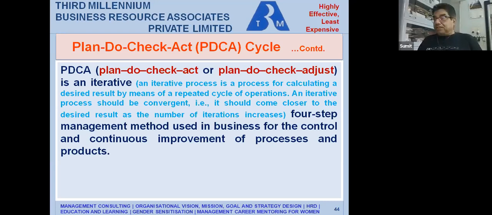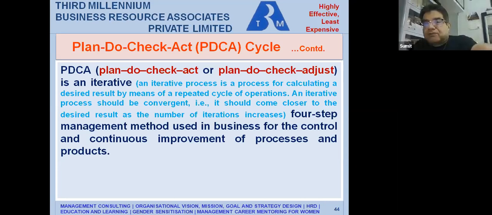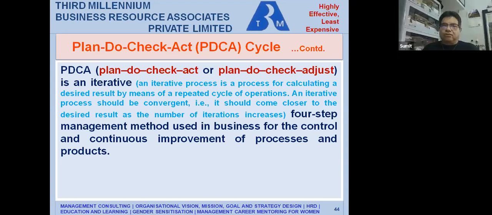It should be convergent, it should move towards your objective. It should come closer to the desired result as the number of iterations increases. That means if you have planned 100% improvement and after the first cycle you find 20% improvement, no problem. After the second cycle, it must be a little better, maybe 30-40, and that way it must continue and go closer and closer to the desired objective as the number of cycles increases. Then only you are on the right track. You are moving towards your ultimate objective, right? That is the idea of an iterative process.